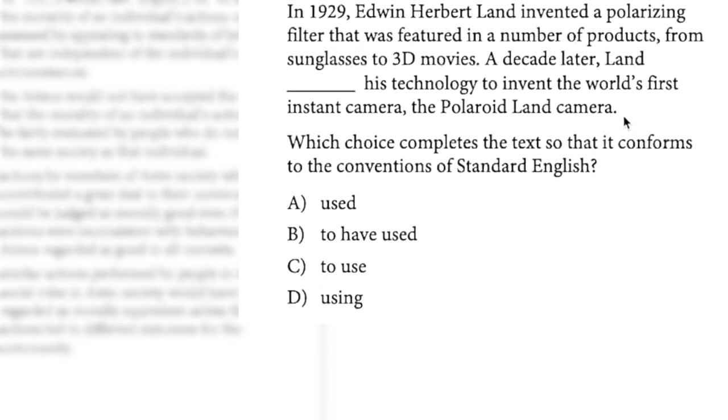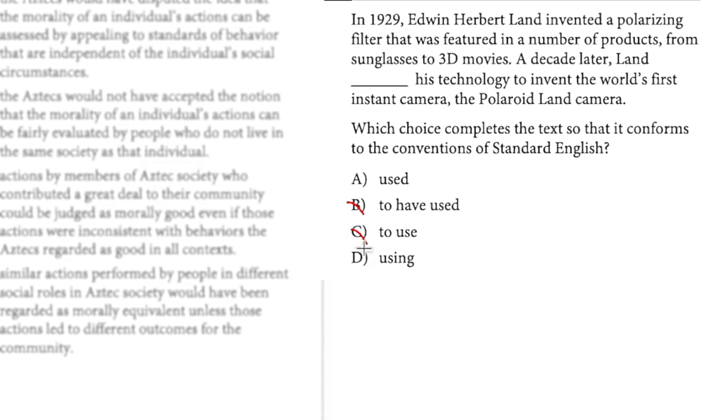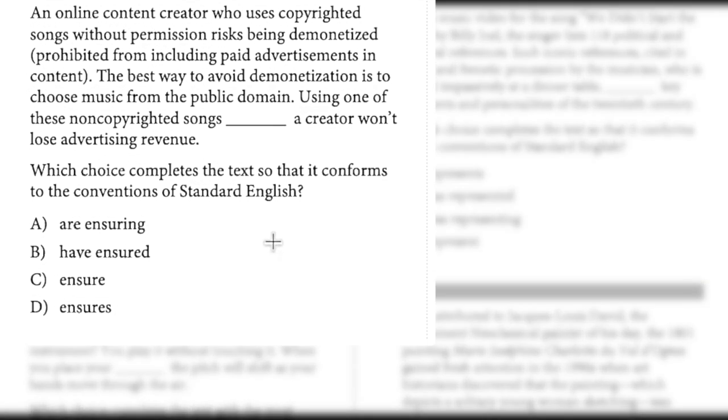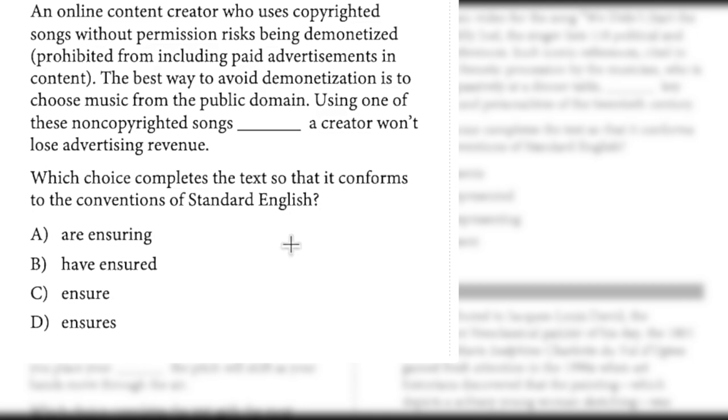A decade later, Land blanked his technology to invent the world's first instant camera. A decade later sounds like we are in the past. It's telling a story. A decade later, Land used his technology. Yes. A decade later, Land to have used his. No. Land to use. No. Okay. It's A.